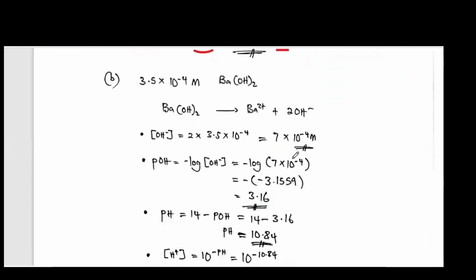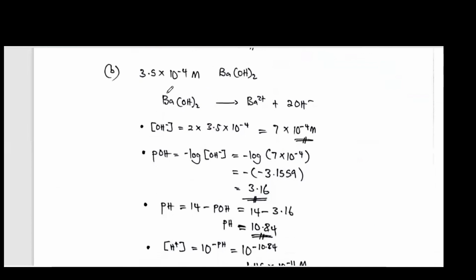So on B, we also do the same. But here there's something that I want you to notice. So this is barium hydroxide, right? So when you put barium hydroxide into water, it's going to dissociate into its ions, right?